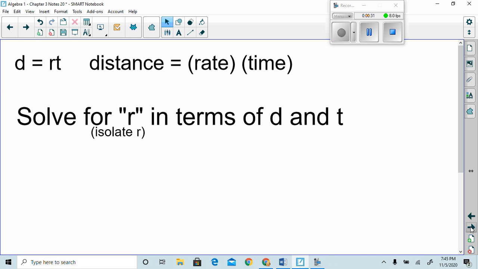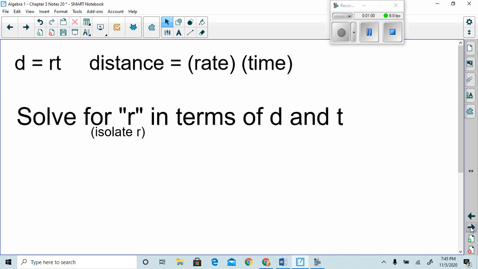We're going to be solving one of these formulas for a particular variable. Let's look at the distance formula. Distance is equal to rate times time. Most of the situations or word problems might say, here's the rate, here's the time, how far are you going? But what if I knew how far I had to go and I knew the speed at which I was going to travel, but I didn't know how long it was going to take me to get there? I'd be solving for time.